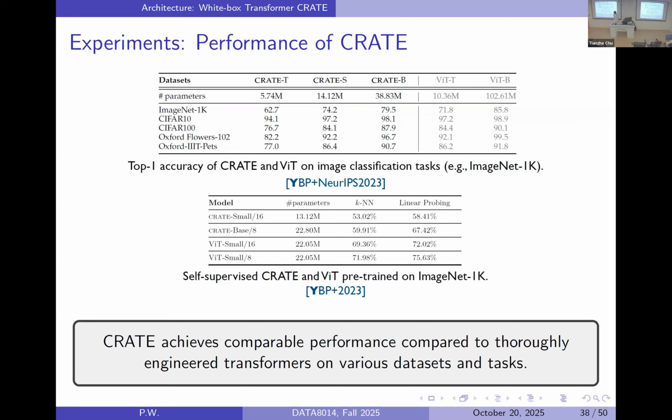on ImageNet, like K-nearest neighbor, and also linear probing. Compare CRATE small, CRATE base, and the ViT small with different layers. In general, we can draw the following conclusion: CRATE achieves comparable performance compared to an engineered standard transformer like ViT on different datasets and different tasks.